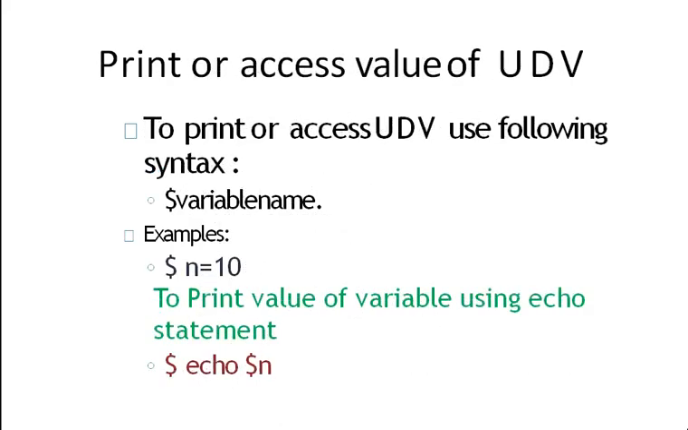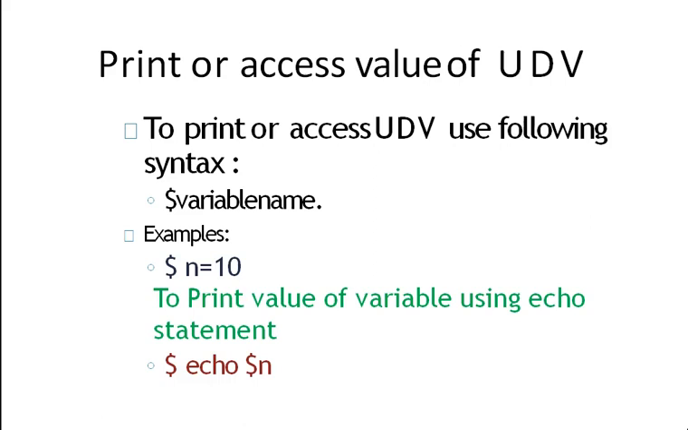Now how to print the user defined variable? For example, if I am writing on the prompt variable name is equal to value, that means n is equal to 10, then how to print on the screen value of the variable? Then use the echo statement. Echo statement is used to print or access the value of user defined variable. Variables which are defined by user can be printed on the screen. Their value can be displayed on the screen by using the echo statement.